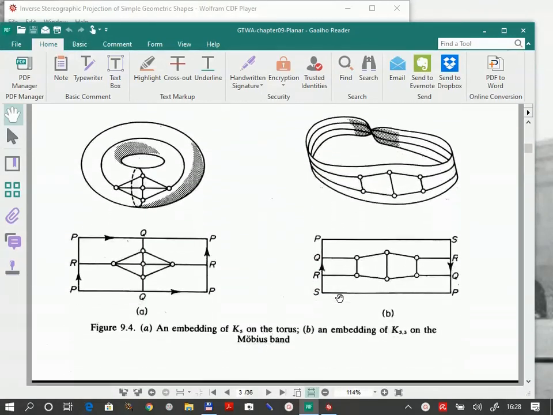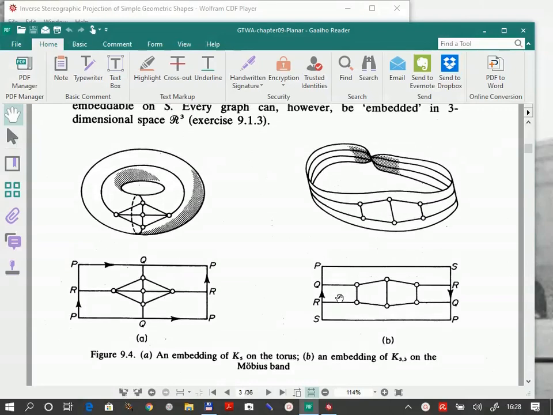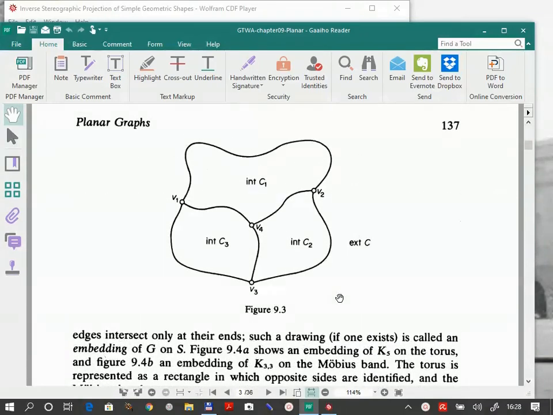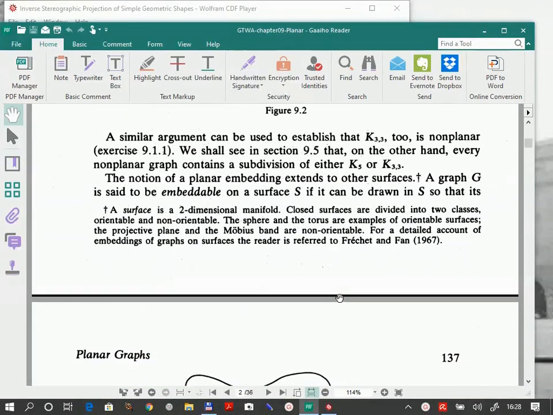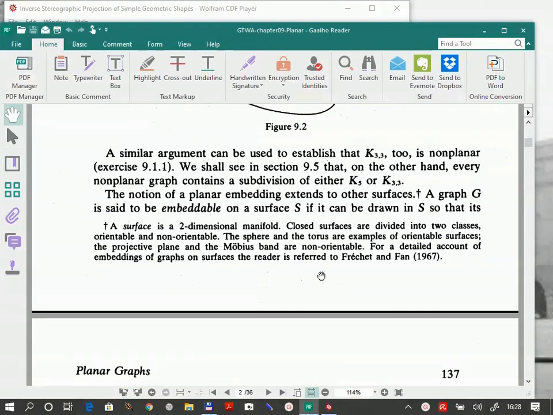And also that K33 is non-planar. We'll use another way for proving non-planarity of these two. You can also think of embedding a graph into a different surface than the plane, okay? And they correctly put here the definition of surface and actually of manifold.